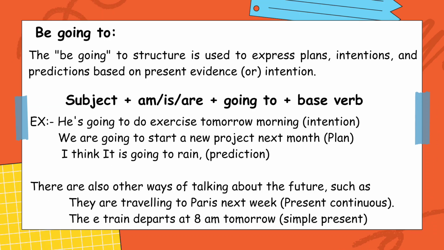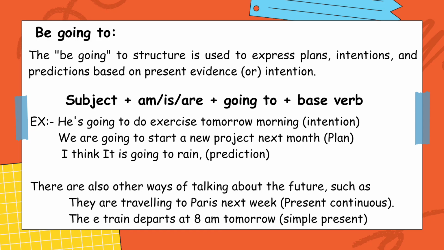The be going to structure is used to express plans, intentions and predictions based on present evidence or intention. Structure is subject plus am or is or are plus going to plus base verb. Example, he is going to do exercise tomorrow morning. Intention. We are going to start a new project next month, which is a plan.